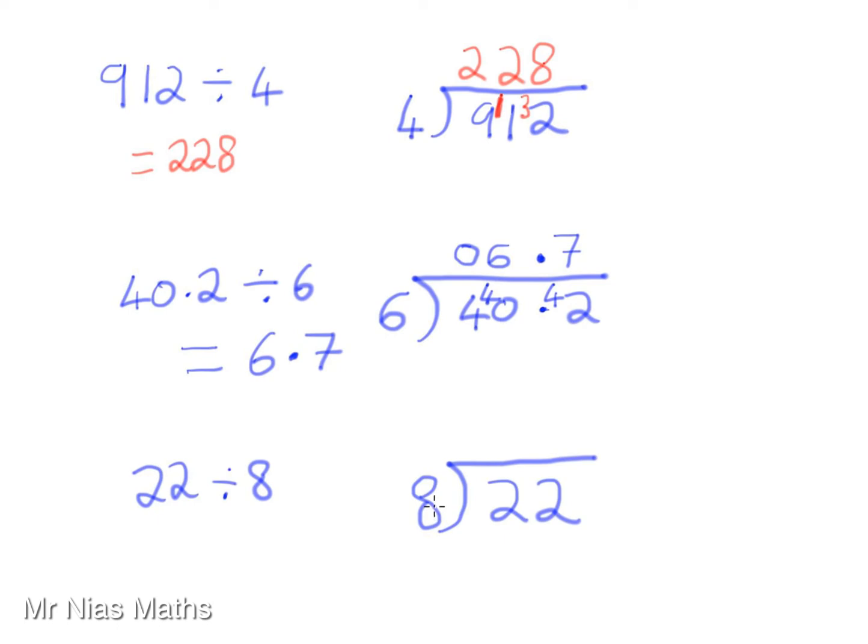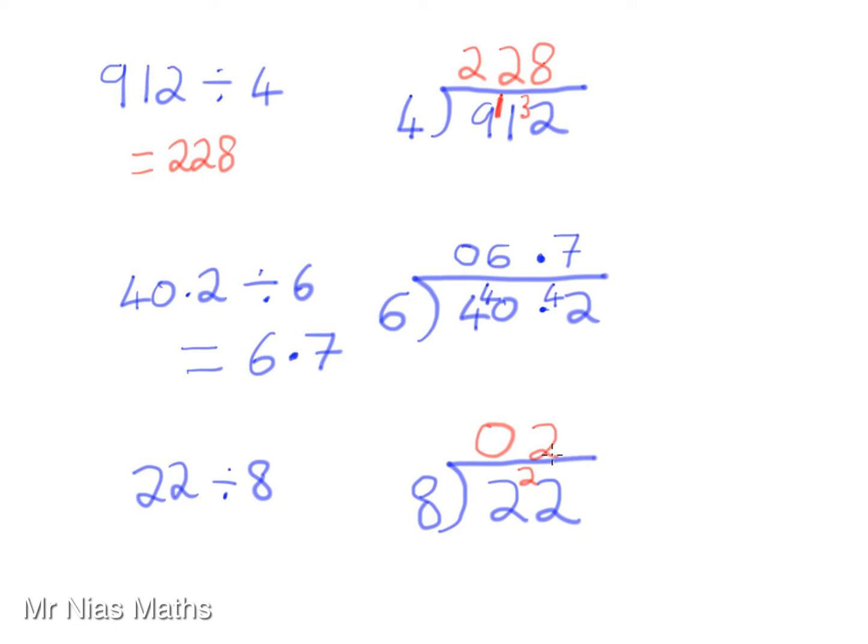Okay, so how many 8s can I fit into 2? Well, 2 is smaller than 8. I can't fit any 8s in there. So I'm going to put 0 at the top. I haven't used any of my 2, so I need to carry it over to my next place. Together this now makes 22. So I'm thinking next, how many 8s can I fit into 22? Whole 8s. If I do my 8 times table, 2 8s are 16, so I can fit 2 in.